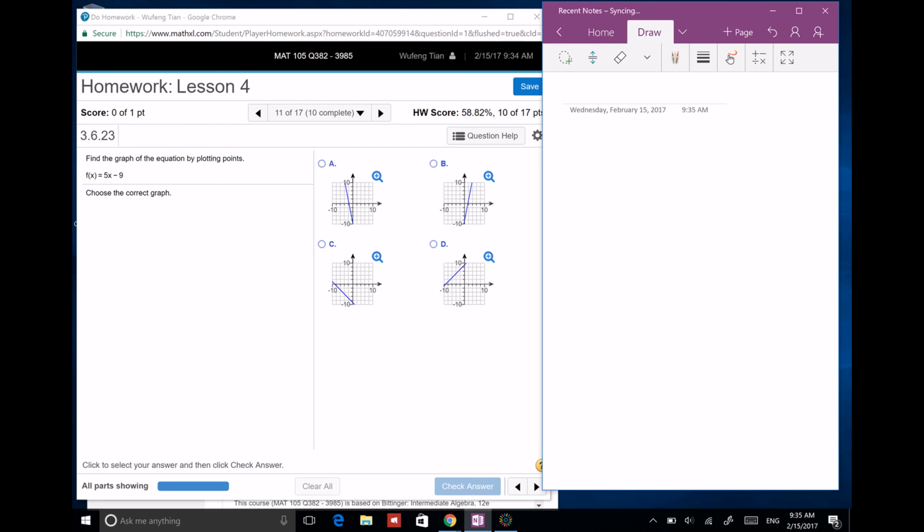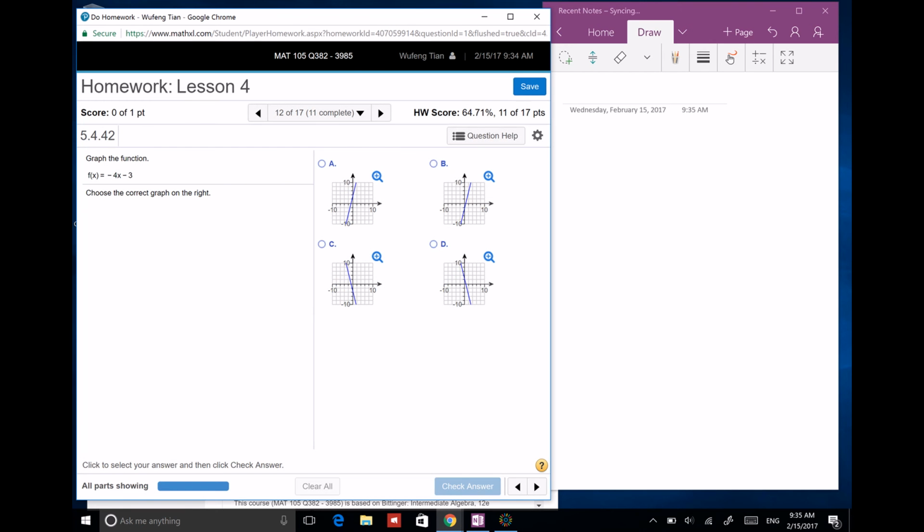Alright, so next one, f(x) equals 5x minus 9. So negative 9, rise over 1. This one. Negative 4x, negative 3, rise over 1. Because it's negative, it's going down. Negative 3, so it's going to be this one. Because this gives you negative, this one is wrong, this one is wrong, but it's not rise over 1, it's going down and run.